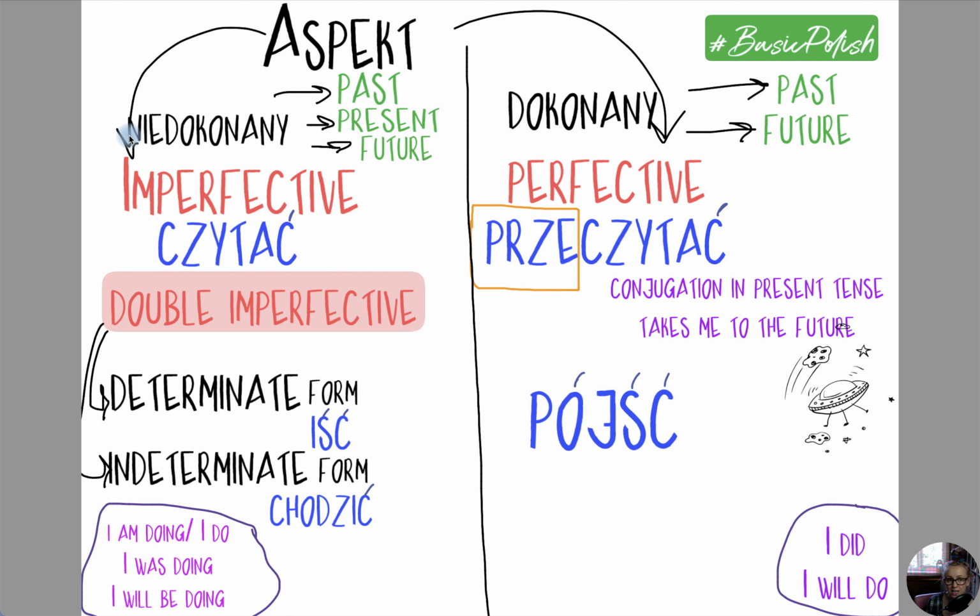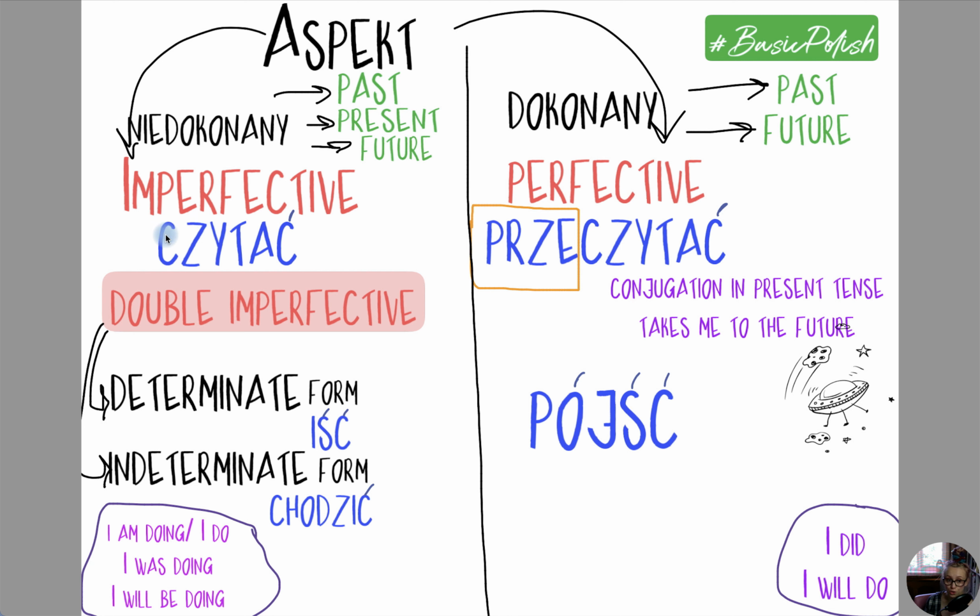By the way, I put here niedokonane. This niedokonany aspect means in Polish imperfective aspect, so that means the verb is imperfective, and dokonany aspect means that the verb is perfective. In dictionaries you can find niedokonany, dokonany, so it's quite important for you to learn this word, because in many dictionaries you will find this as important information.